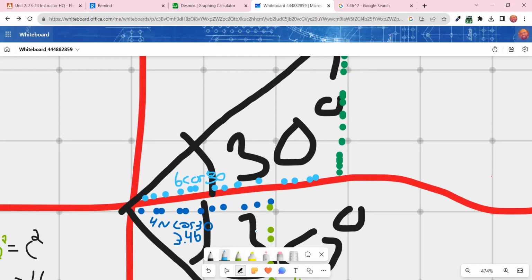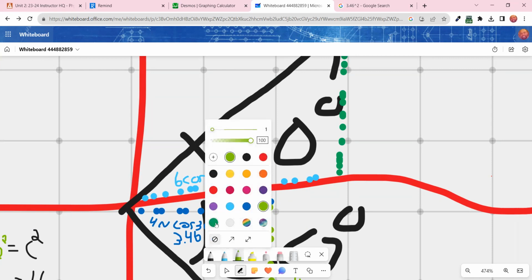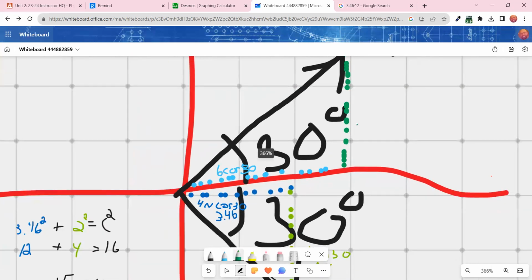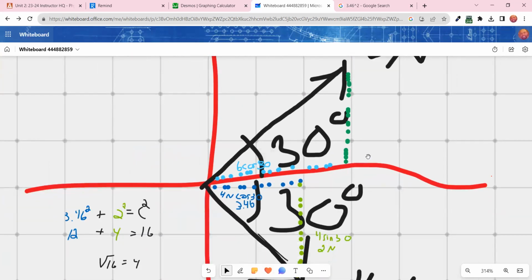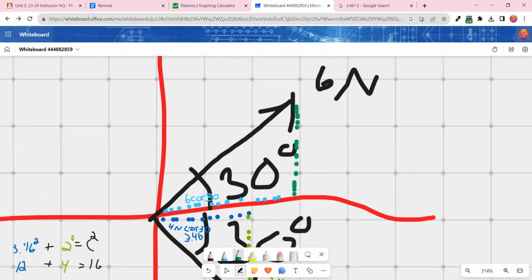6 cosine 30. And what's this up here? 6 sine 30. I know for a fact that sine 30 is 1/2. Half of 6 is 3 newtons. And then cosine 30 is not 1/2. So I'll just throw it into the calculator.